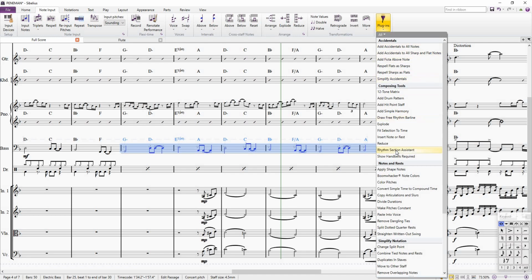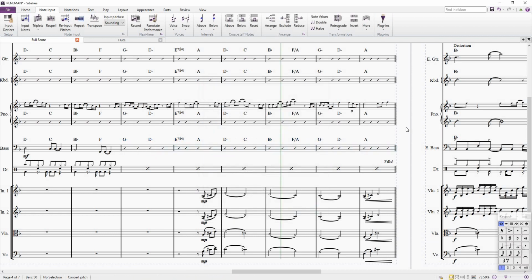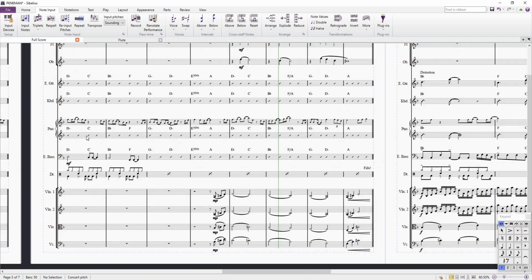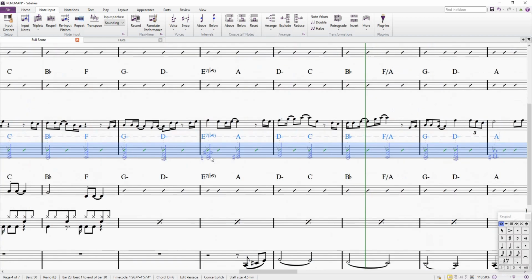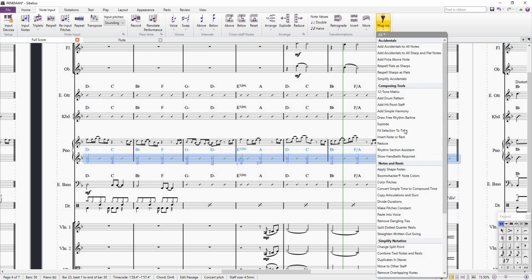use the composing tools. You have the Rhythm Section Assistant. You have to download this plugin, by the way. And then quarter note slashes, and that's it. Similarly here, you can see the chords in the piano. There are chords behind it. I use the same plugin.